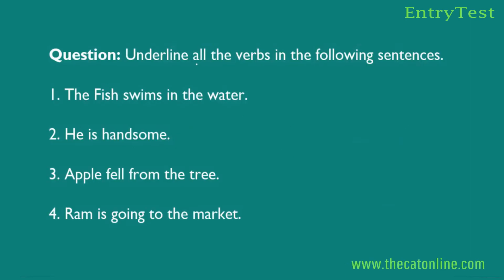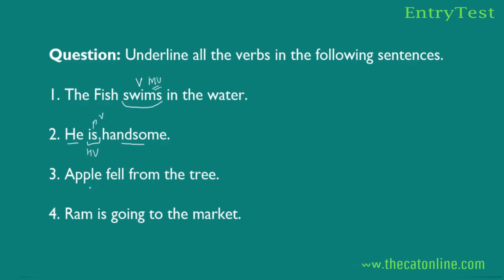Now first, we need to underline all the verbs in the following sentences. First, the fish swims in the water. So friends, swims shows the action. So this is my verb, main verb basically, or the action showing verb. Next, he is handsome. Friends, here he is my subject and handsome is showing the quality. So is will be my verb. Basically it is a helping verb, but you can also call it a verb.